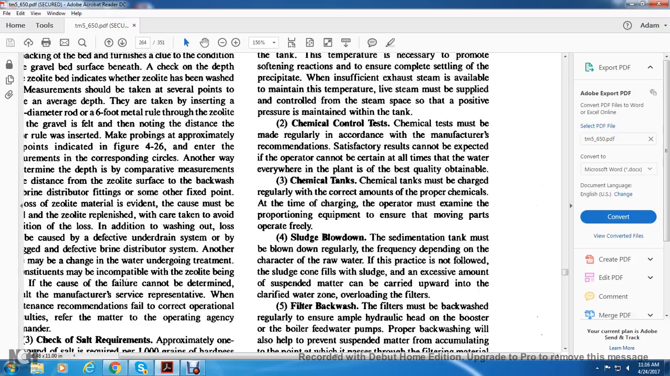obtainable. 3. Chemical tanks. Chemical tanks must be charged regularly with the correct amount of the proper chemical at the time of the charging of the operating. Inspect the proportioning equipment to ensure that the moving parts are operating freely.